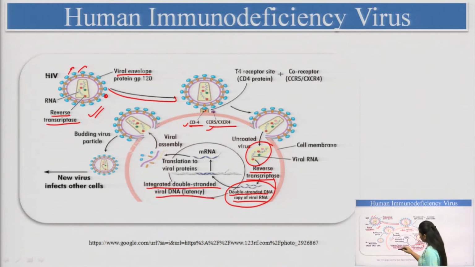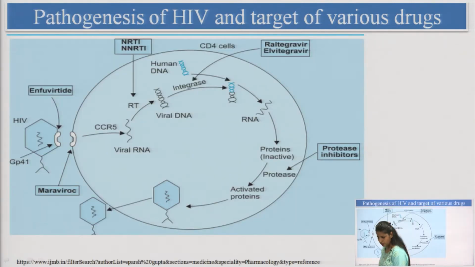Then it undergoes the translation procedure where the proteins are formed. Now, we can see these proteins. After the proteins are formed and converted from inactive to active with the help of the protease enzyme, the viral assembly procedure starts. Here we can see the new viruses forming and coming out of the cell. These new viruses infect other cells. I hope this is clear to all of you.